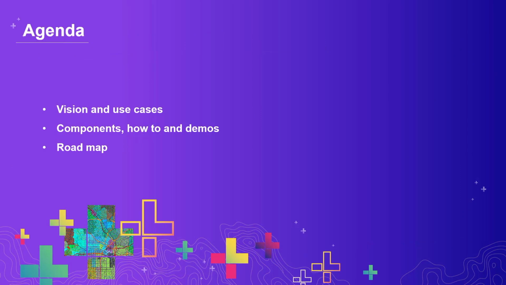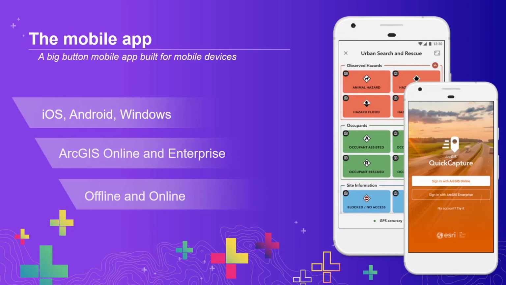Let's discuss a little bit about the components of the QuickCapture product. So first of all, the mobile app, which you already downloaded and used. This is the Big Button mobile app built for your mobile devices. It actually runs on Windows too, although the most common platforms where we see people using the app are iOS and Android. The application is configured so you can work against online, but also against ArcGIS Enterprise. Even if you have your own multi-user geodatabases, QuickCapture can work against those.